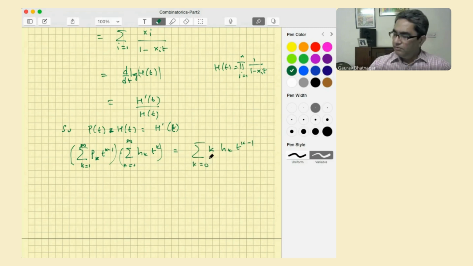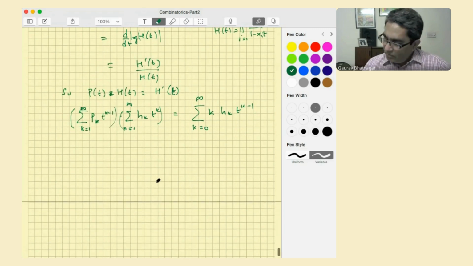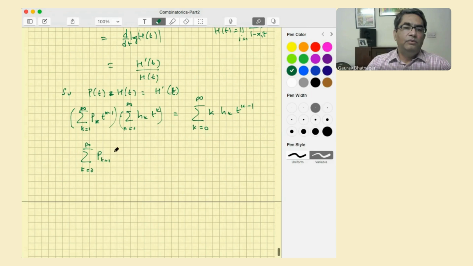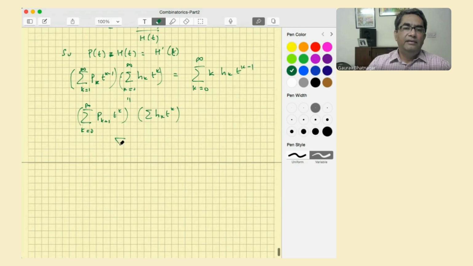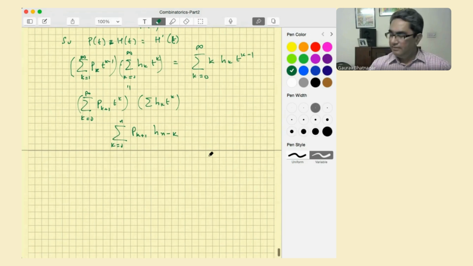I mean, it could be 0 to infinity or 1 to infinity. And now what are we comparing? Well, it might be a good idea to write it as p_{k+1} t^k, h_k t^k, this guy, and then if you compare the coefficients, what do you get? You get the sum for k going from 0 to n of p_{k+1} and h(n-k). Is that right?